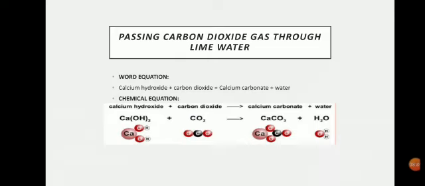On another day I'll show you another experiment. Over there you will find that, like we exhale air, isn't it? When we are breathing, we are inhaling air as well as exhaling air. When we are inhaling, the air contains more oxygen than carbon dioxide gas. But when we are exhaling the air, it contains more carbon dioxide than the inhaled air.